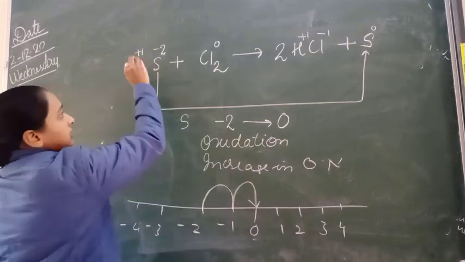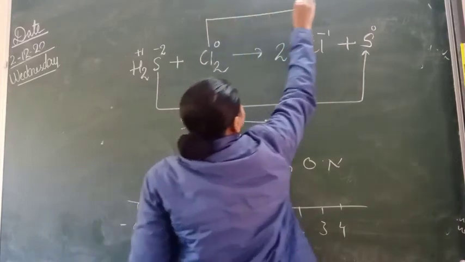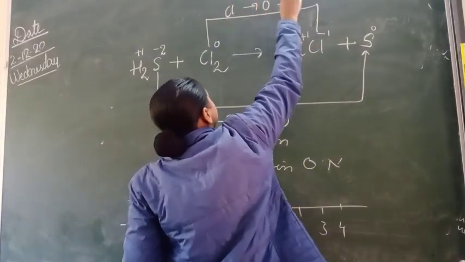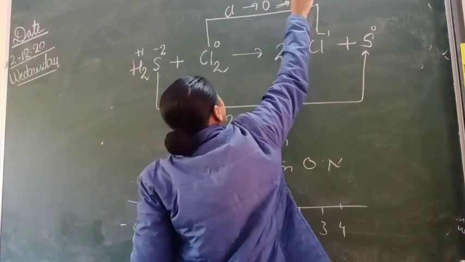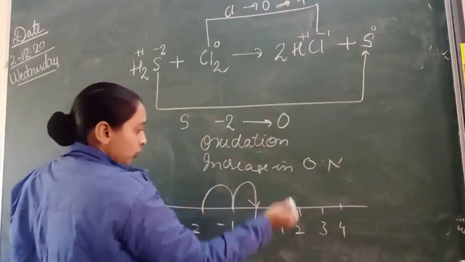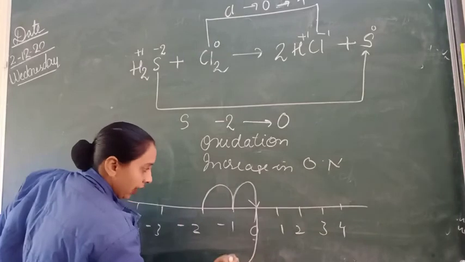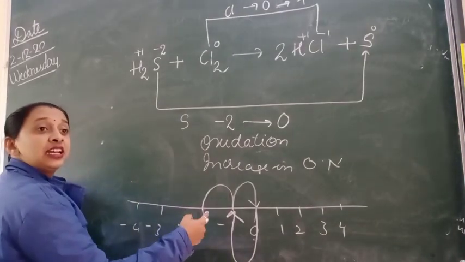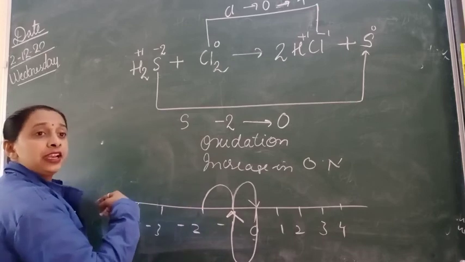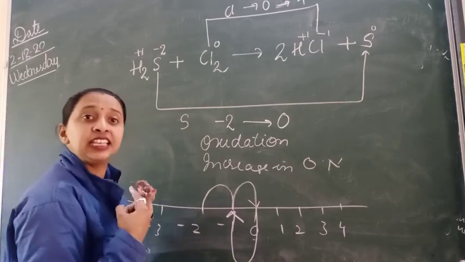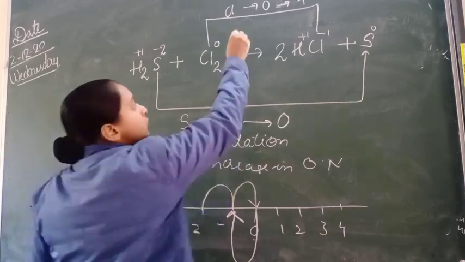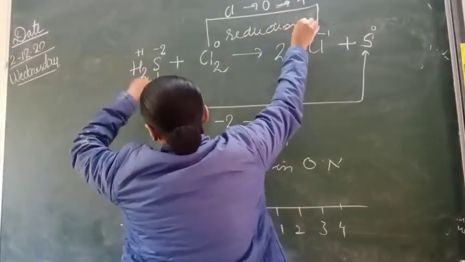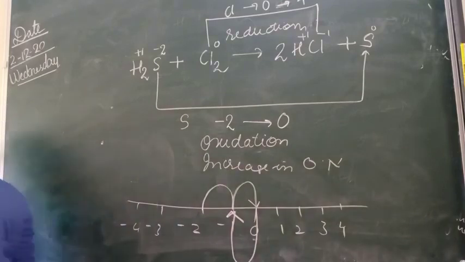Okay. Just see for chlorine. See here. For chlorine we are moving from 0 to -1. So where is our 0? This is our 0 and here we have -1. So for chlorine we are moving to the left hand side and it is decreasing in the oxidation number. So hence what is happening here for chlorine? It is reduction. I hope that you are able to understand this concept.